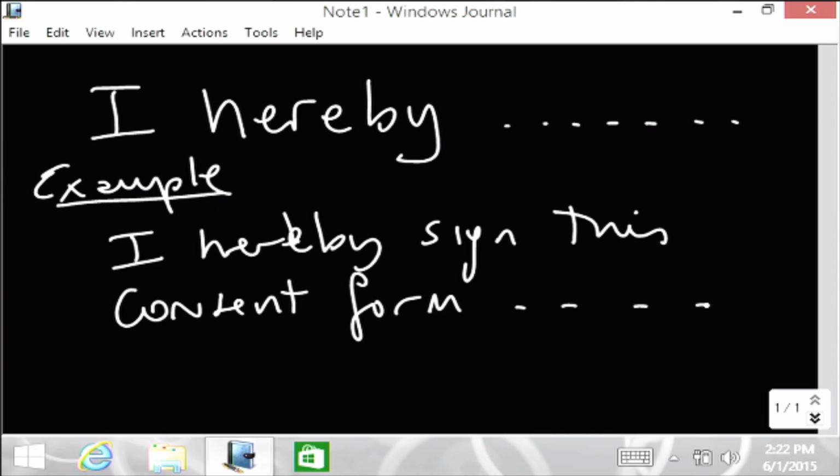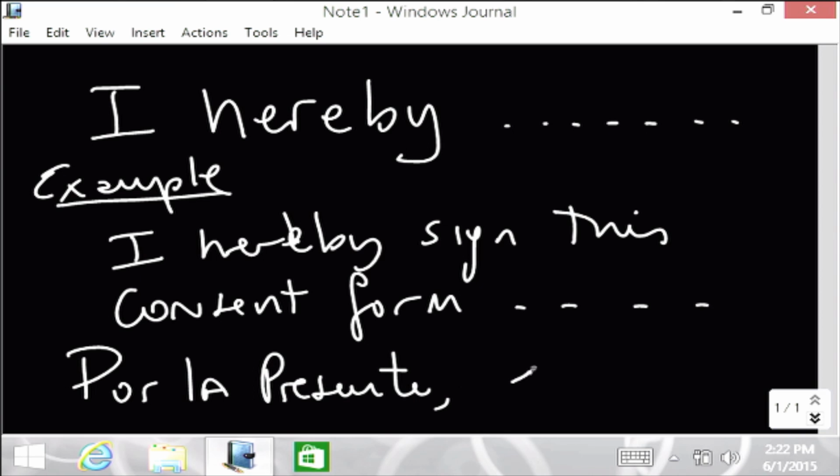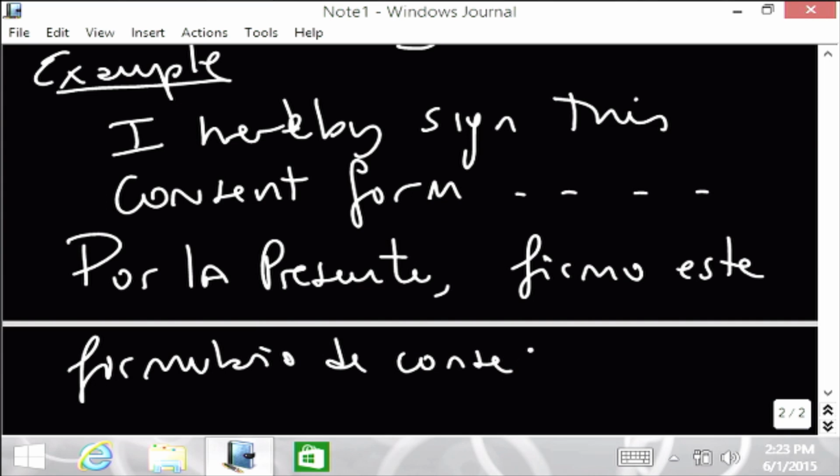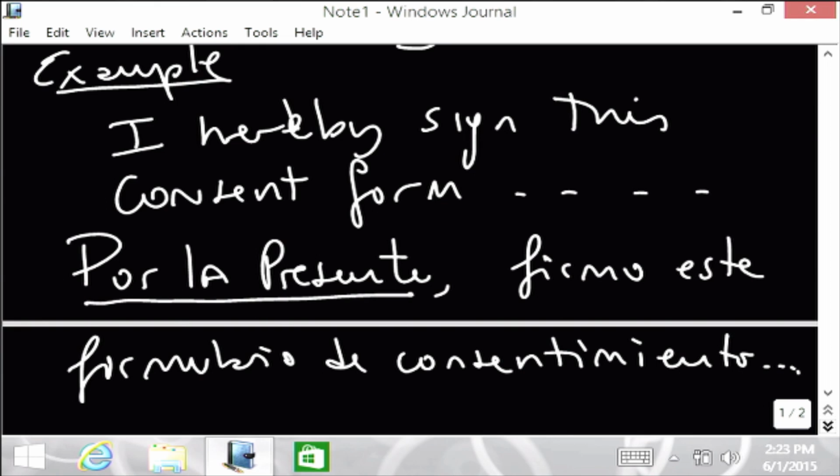Okay, so this is a formal expression that has a very interesting translation. The translation for this is "por la presente, firmo este formulario de consentimiento." And it continues. But look at the thing, hereby, "por la presente."